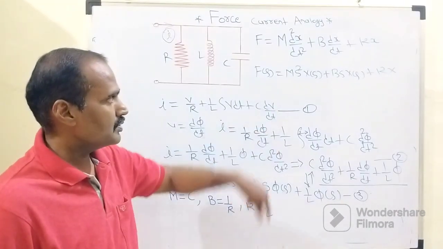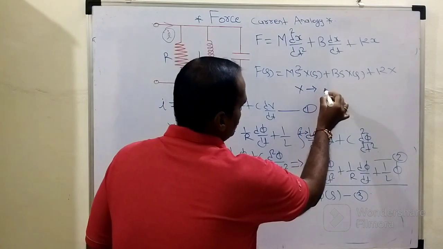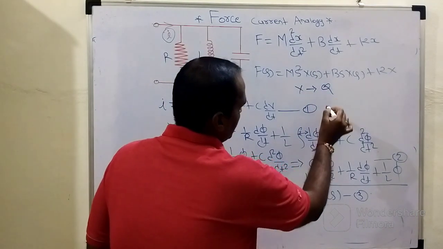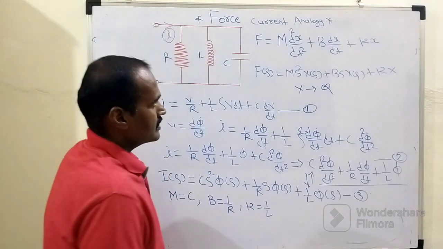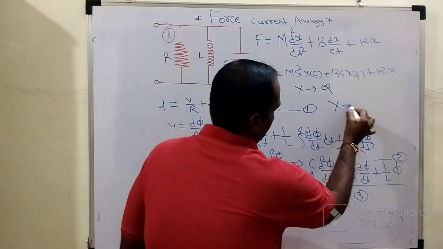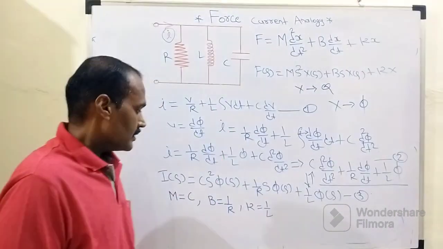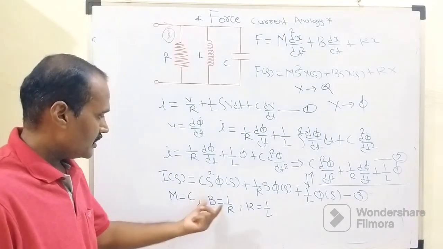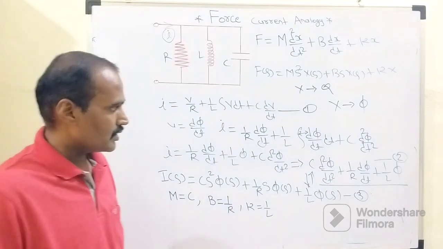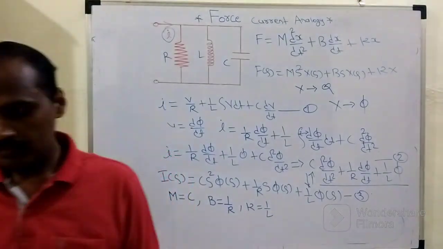Similarly, in the force voltage analogy, this displacement is analogous to charge Q. In the force current analogy, this displacement is analogous to flux phi, right? Then we come to know M is analogous to C, B is analogous to R and K is analogous to L. After that, what we need to do?